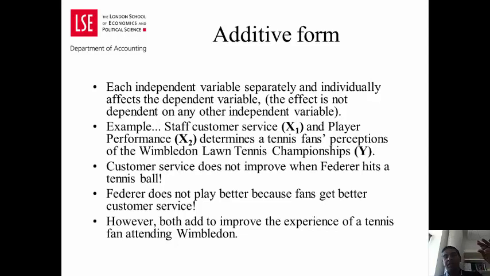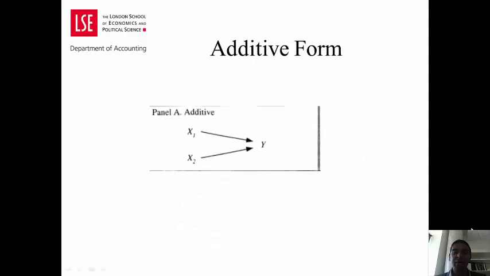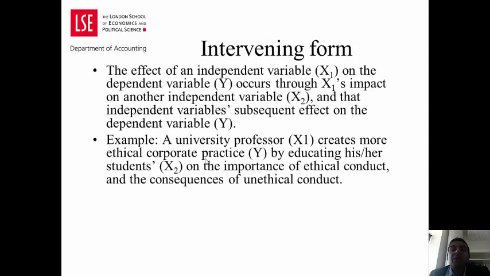So separately they affect customer satisfaction, fan satisfaction, but they don't interact to affect fan satisfaction. Though it's clear that if both happen, fans will be happier, they don't work with each other to make it happen. We define that as an additive form relationship. X1 affects Y, X2 affects Y, but X1 and X2 don't really work together to affect Y. They affect Y separately.